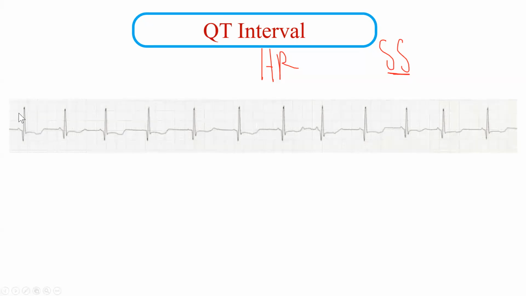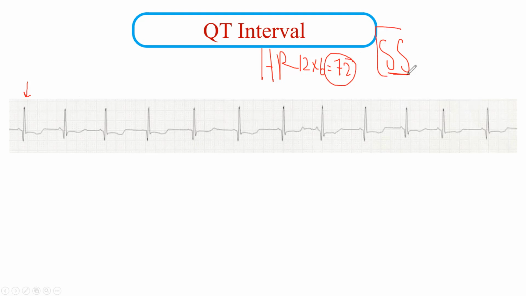So what is the heart rate? We go through here. I have one QRS, R wave, 2, 3, 4, 5, 6, 7, 8, 9, 10, 11, 12. Sorry, it's 12 R waves multiplied by 6. This gives me 72. So I will open MDCalc and put 72.